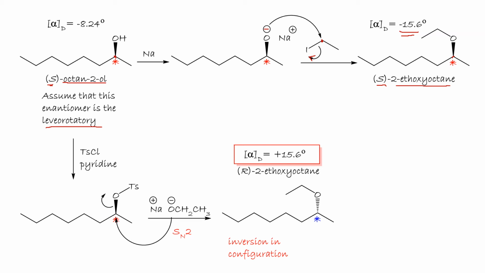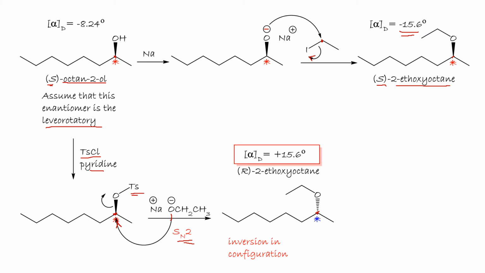On the other hand, reacting S-octan-2-ol with tosyl chloride and pyridine transforms this OH to O-tosyl, which is a good leaving group. It will be attacked by the ethoxide by an SN2 mechanism with inversion. So the reaction now occurred on this carbon, on the chiral carbon, with inversion.